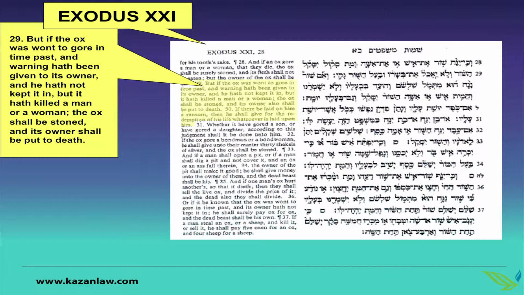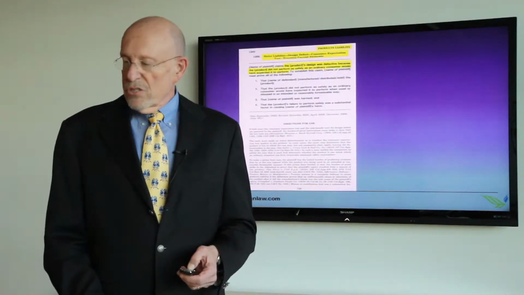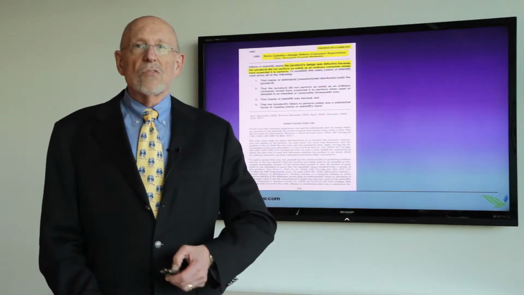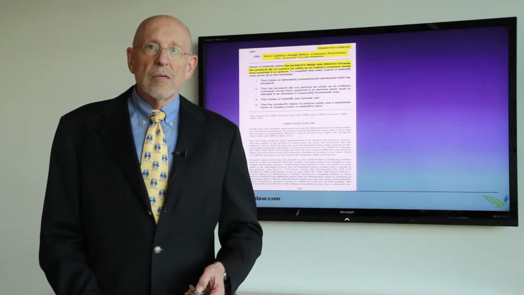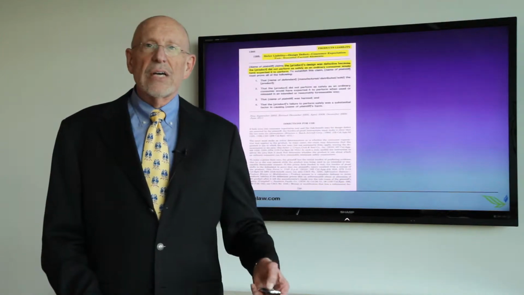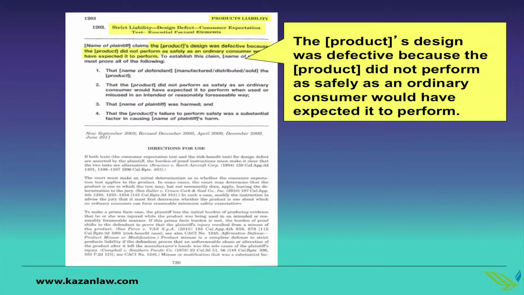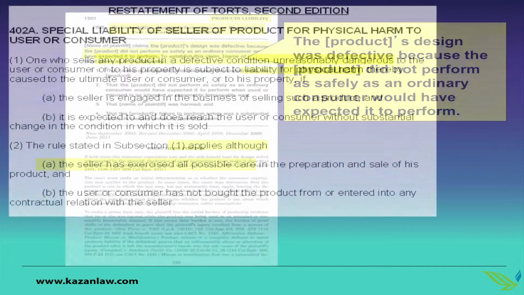We have today what we call strict liability in tort. That is liability without negligence. Just as the owner of the ox was strictly liable for what the ox did if he got out, regardless of how he got out or why, we have in California what we call design defect. If a product did not perform as safely as a consumer would expect it to have performed, there's liability.